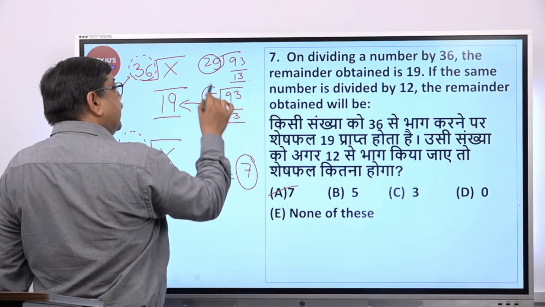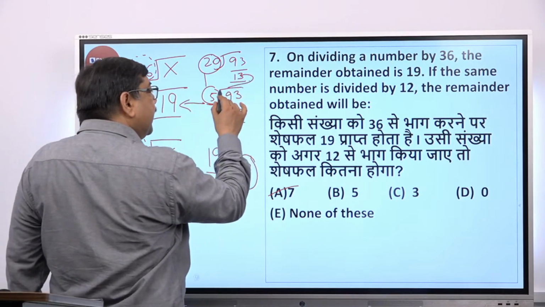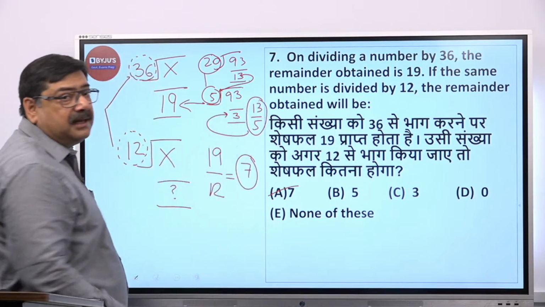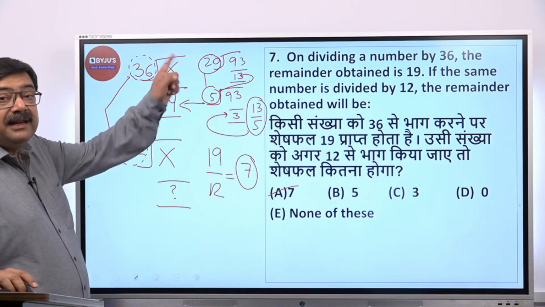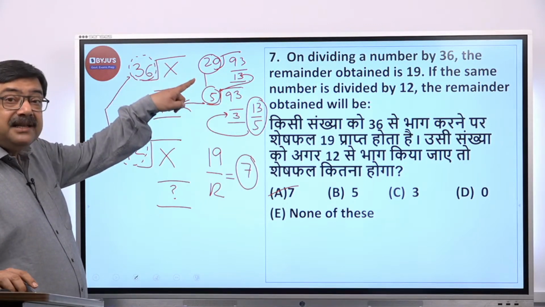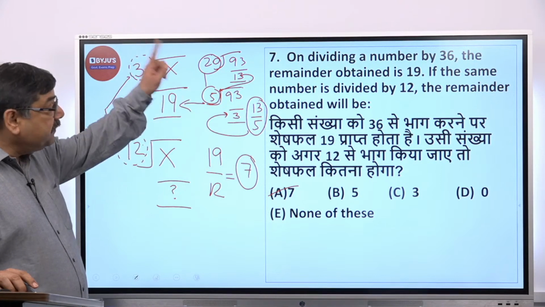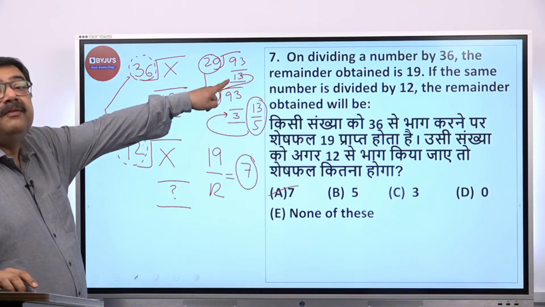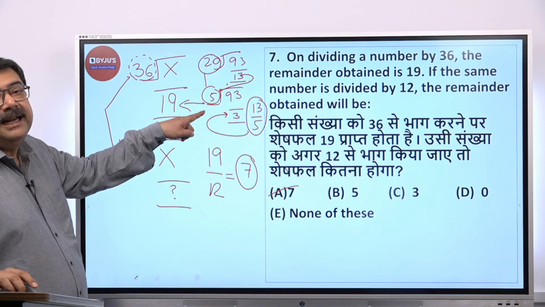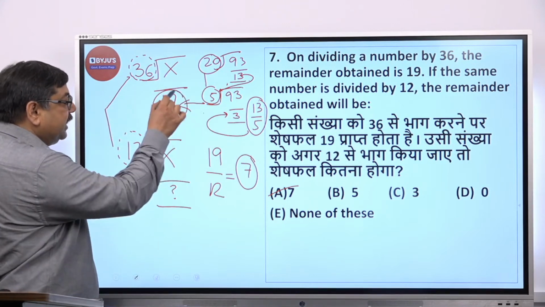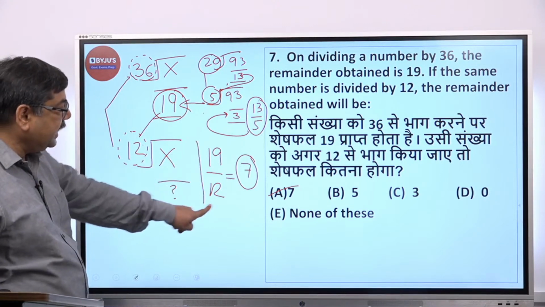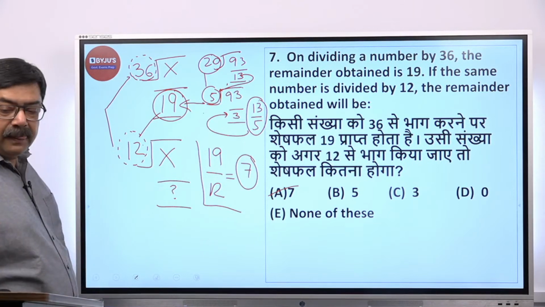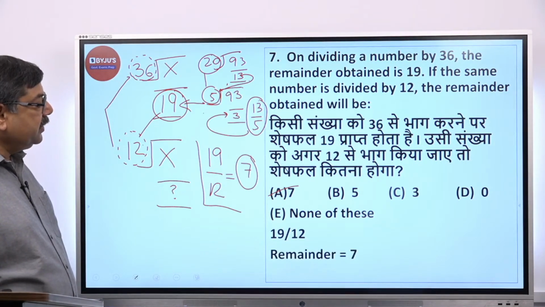Now, 20 here is divisible by 5. So, directly divide 13 by 5, no? If you divide 13 by 5, then also your remainder is 3, no? So, if the first divisor is divisible by the second divisor, then directly divide the first remainder by the second divisor. So, directly dividing 19 by 12 here should give us 7 as the answer. Simple. Okay. So, these are all exam questions that we're getting.